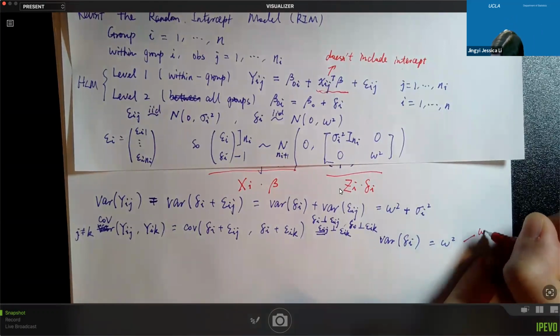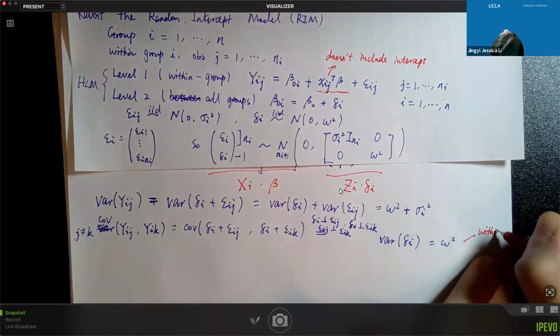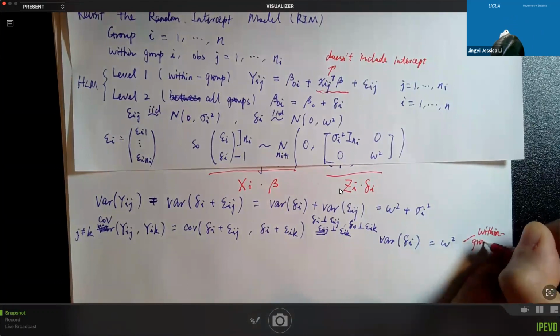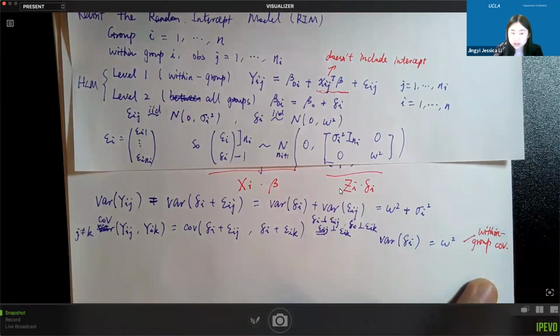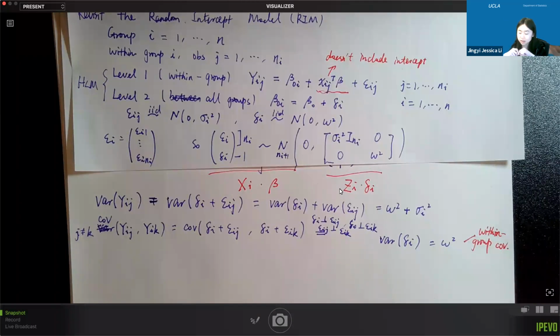This is the within group covariance. And this is meaningful. The reason we want to introduce this is exactly the reason why we want to consider the group structure. This is by saying that students from the same school are more similar than students from different schools. So this within group covariance is to encourage the students within the same school to be more similar.